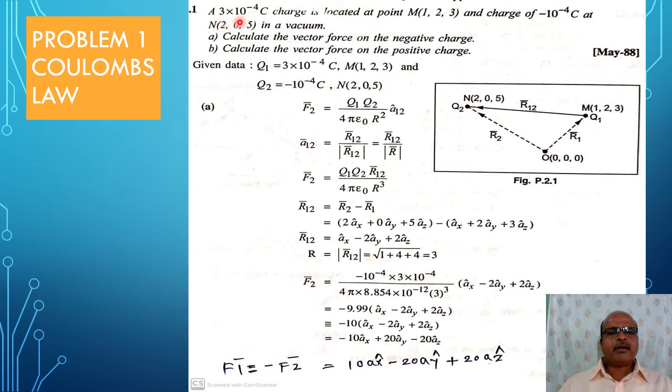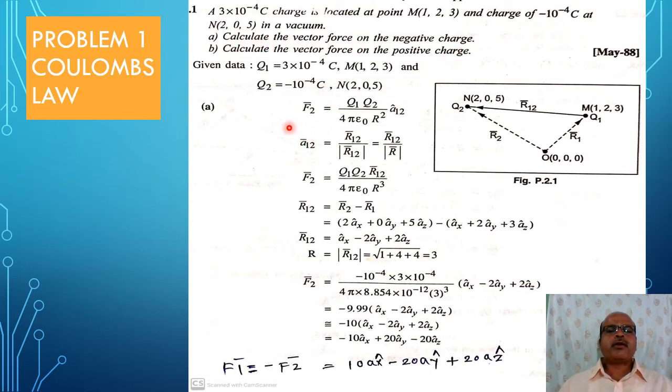First problem: 3 into 10 raised to minus 4 coulomb charge is located at point M(1,2,3) and a charge of minus 10 raised to minus 4 coulomb at N(2,0,5) in vacuum. Calculate the vector force on the negative charge. Calculate the vector force on the positive charge. So first you have to mention the given data. Q1 is given as 3 into 10 raised to minus 4, located at point M(1,2,3), and Q2 is given as minus 10 raised to minus 4 coulomb, located at (2,0,5).